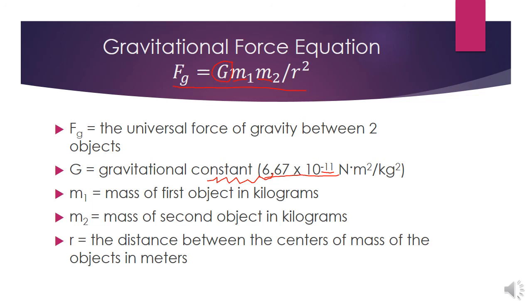M sub 1 is the mass of the first object. We are still using kilograms, so nothing changed there. So make sure both those masses are in kilograms before you plug them into the equation. The last variable, the R, that is the distance between the centers of masses of the two objects in question. We are still measuring it in meters, so that has not changed either. So make sure to keep checking your units, converting if necessary, and then plugging them into the equation. I will not ask you to rearrange this equation.